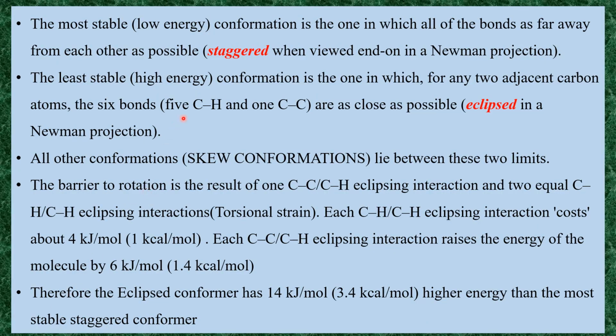So from all our discussions, we can understand the most stable conformation of propane is staggered, and that has the lowest energy. The least stable conformer of propane is the eclipsed conformer, and it has the highest energy, 14 kilojoules per mole higher than the most stable staggered conformer.